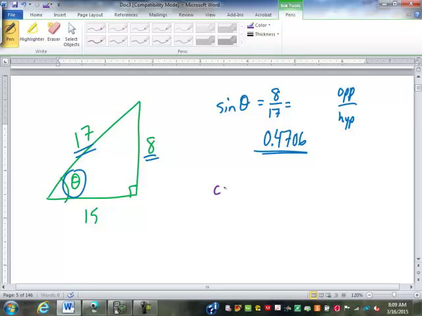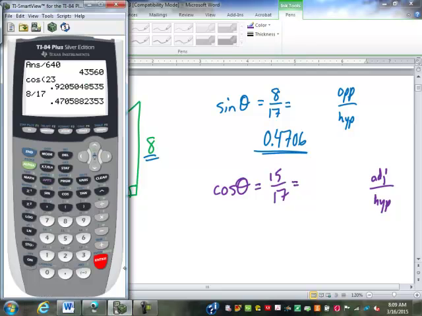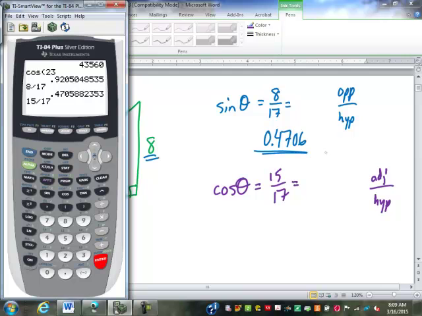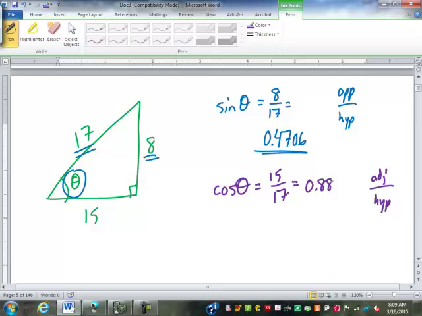How about the cosine? Well, for cosine, what's our definition? It's the adjacent over the hypotenuse. Very good. So on this triangle, what's the adjacent side? 15, and the hypotenuse is 17. So again, you could leave it as 15 over 17, or 15 divided by 17, 0.8824 to be the cosine.